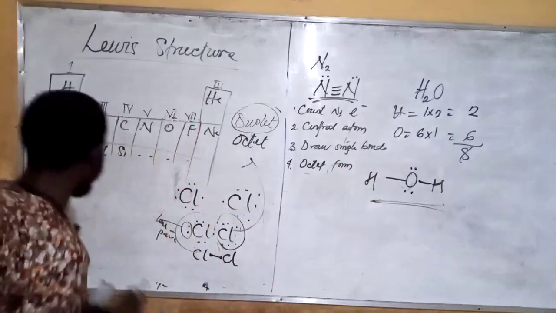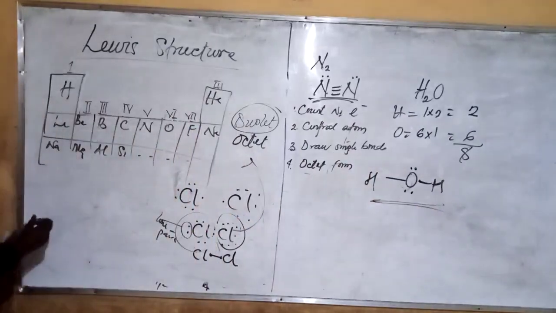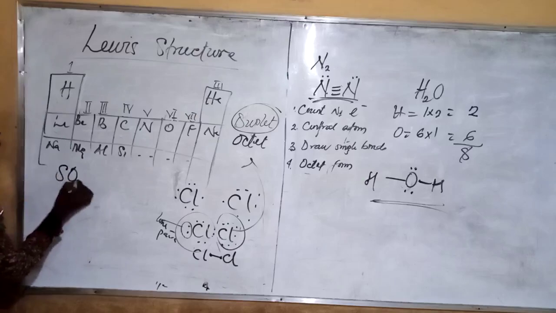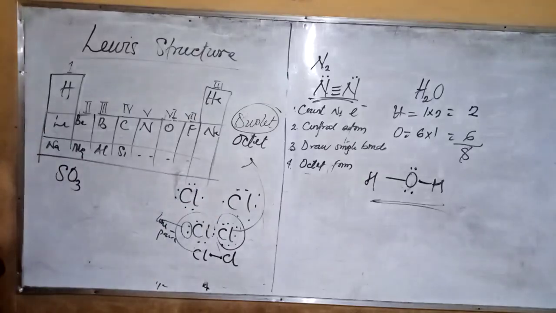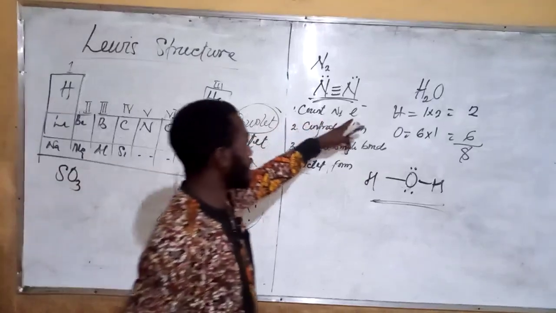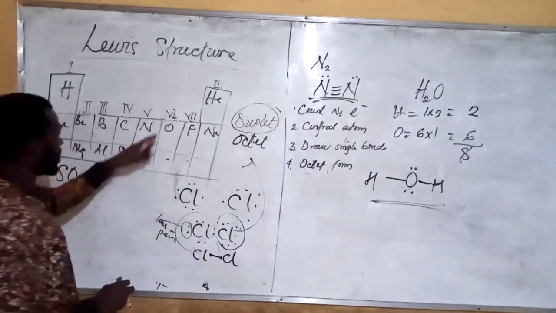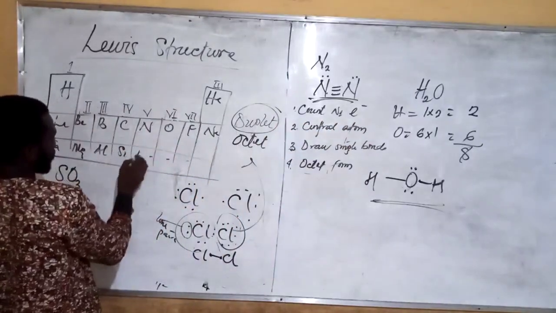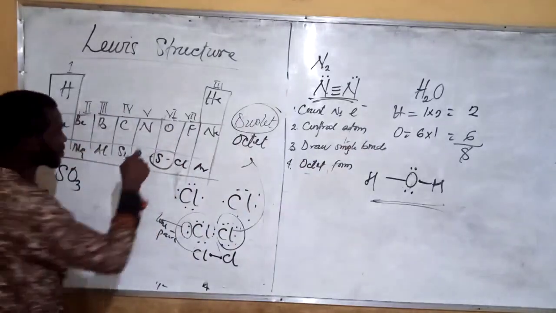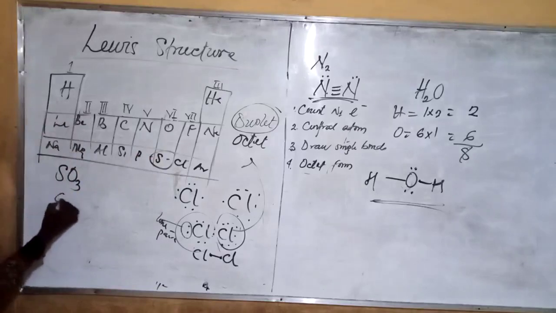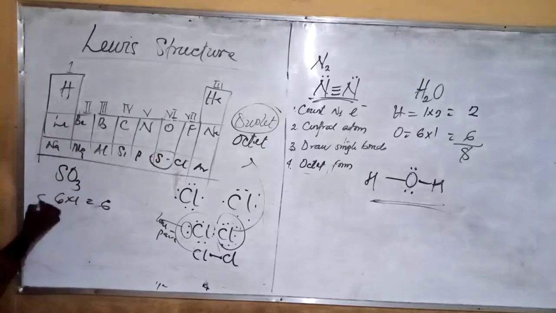All right, let's draw one more before we end the video. We have SO3, for example. To draw the Lewis structure of SO3, what do we do? We said that we should count the number of electrons. Now, sulfur is on what number? It's on number 6. If I continue this, we're going to have phosphorus, sulfur, chlorine, argon. So sulfur is in group 6. It means that it has 6 valence electrons. So we have 6 times 1 is equal to 6 for sulfur.